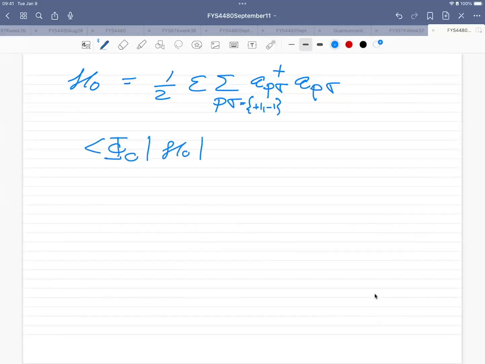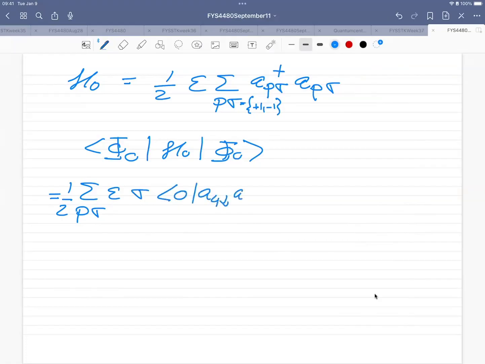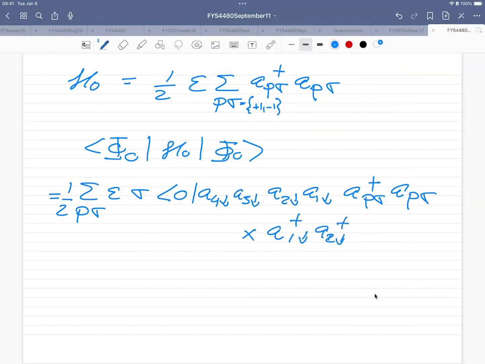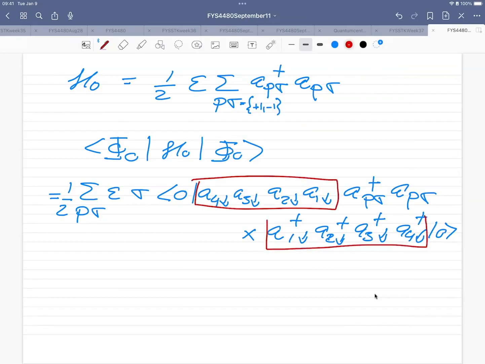Now, if we then calculate this quantity here, it is just going to be equal to the sum over P and sigma. So we have plus or minus 1 for sigma, right? So just leave it like that. So we're going to have a half. We have epsilon now to calculate this: A4 spin down, A3 spin down, and then I have AP sigma dagger, AP sigma, and then I have an A1 spin down times A2 spin down, like that. And now when we do the contractions and we have a string of operators here, the one body operator is still doable, but when it comes to the two body, then we have this term here.